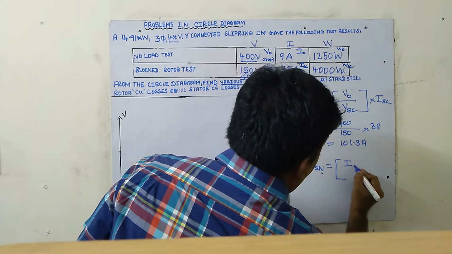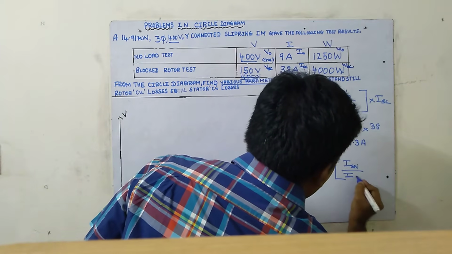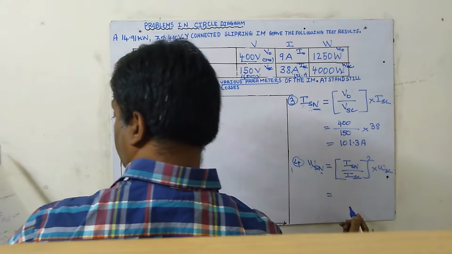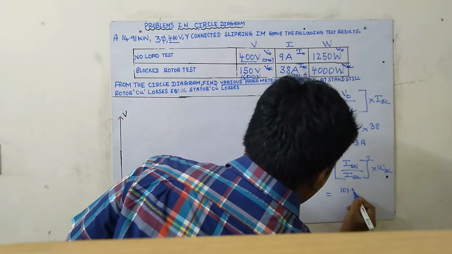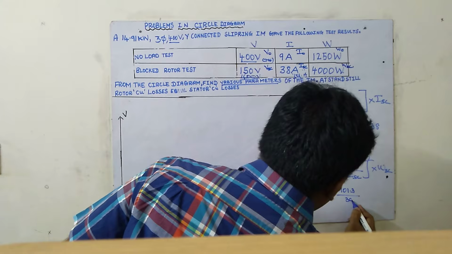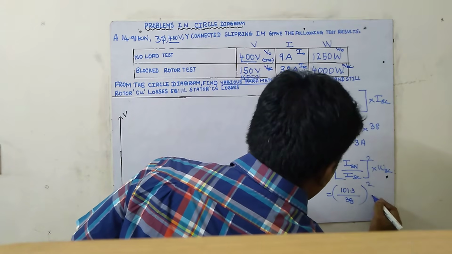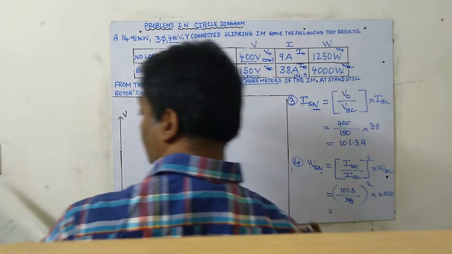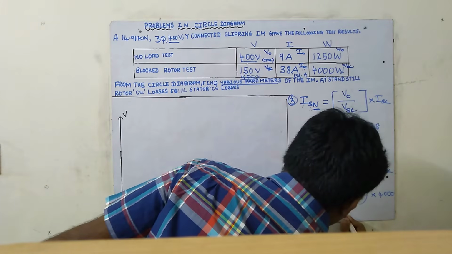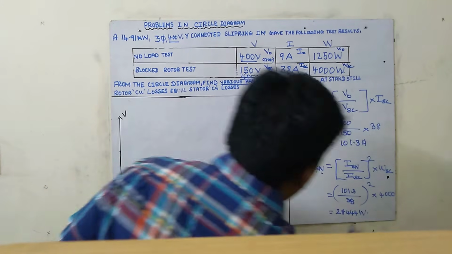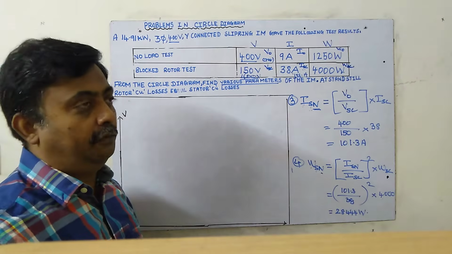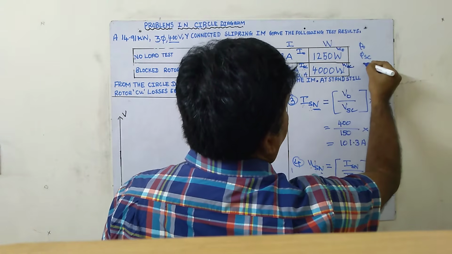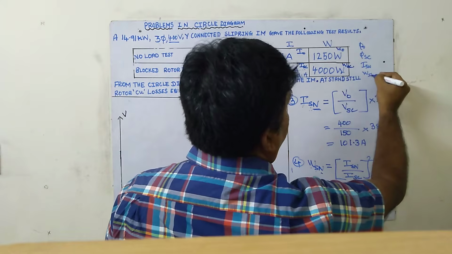We know the formula: ISN divided by ISC, the whole square, into WSC. So WSN equal to ISN, 101.3, divided by ISC, the known quantity 38, the whole square, into WSC, which is 4000. The value I am getting is 28,444 watts. So these are the first four things we have calculated: first phi naught, next phi SC, next ISN, next WSN.